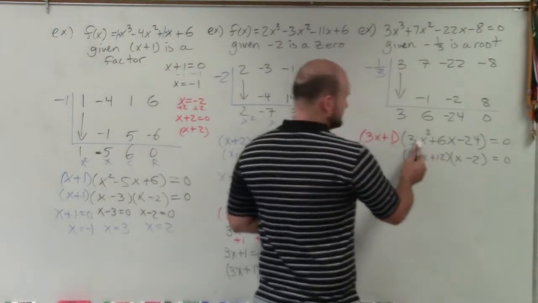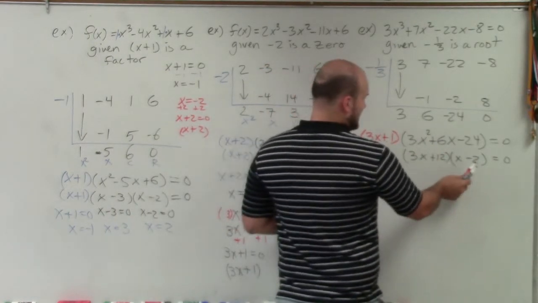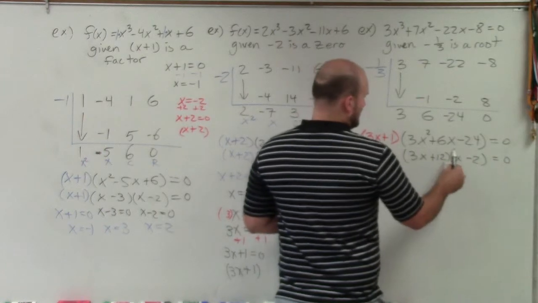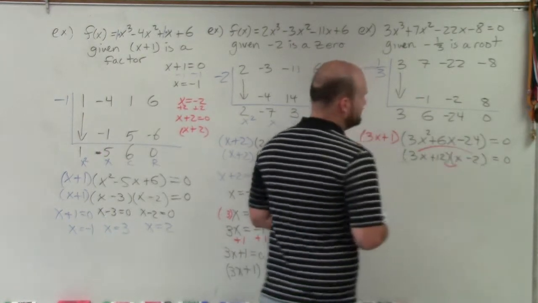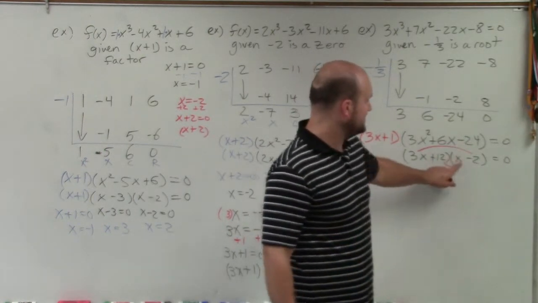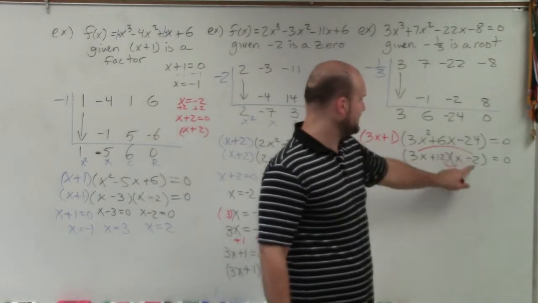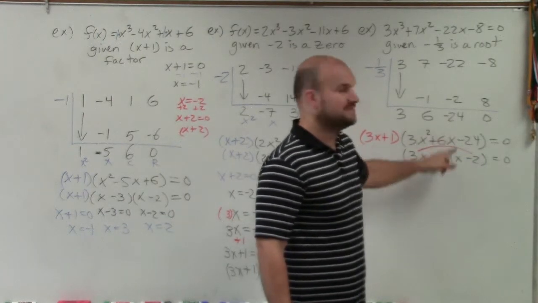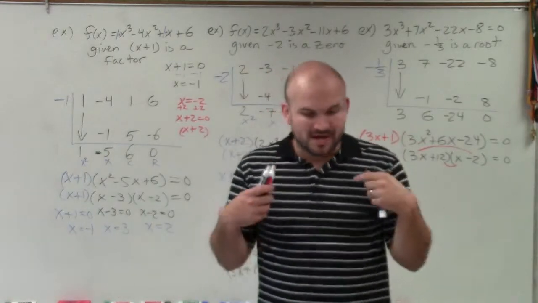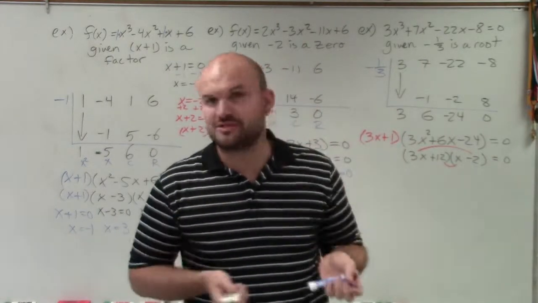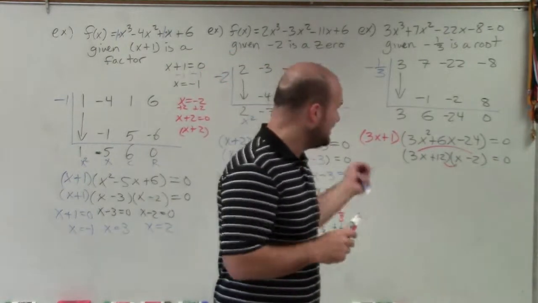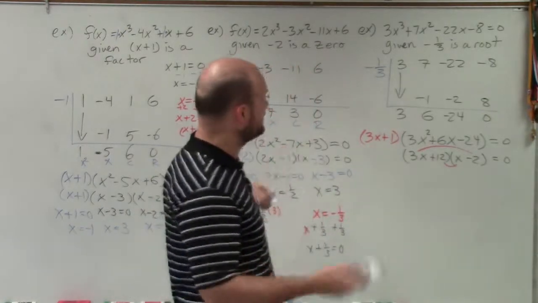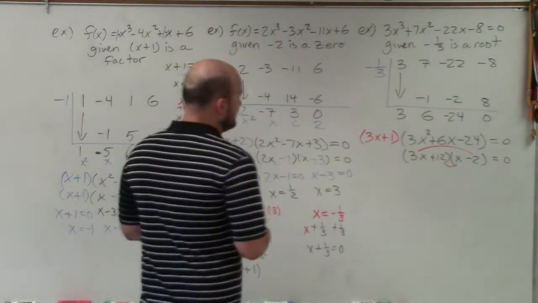3x times x is 3x squared. 12 times -2 is -24. And then as long as my middle terms add to +6x. 12x times x is 12x. 3x times -2 is -6x. 12x plus -6x is 6x. So this works. Please make sure you remember your factoring skills to go through this. I'm not going to work through it. I have other videos explaining how to factor. But I just want to make sure you're on top of it.